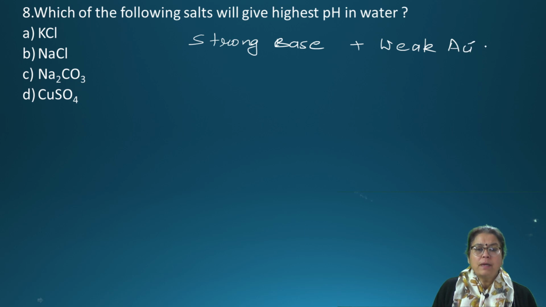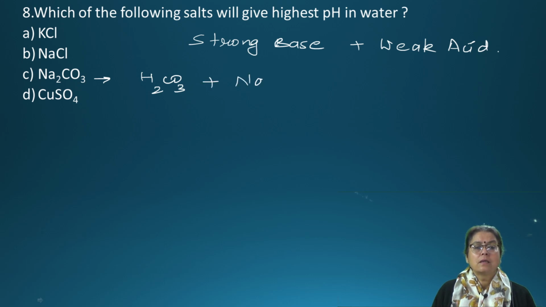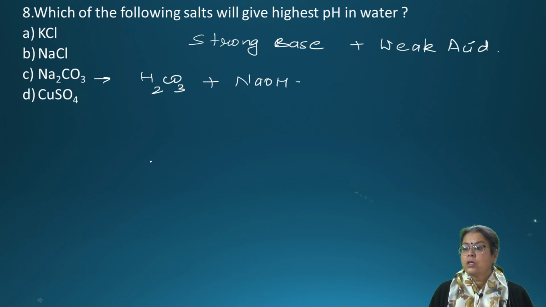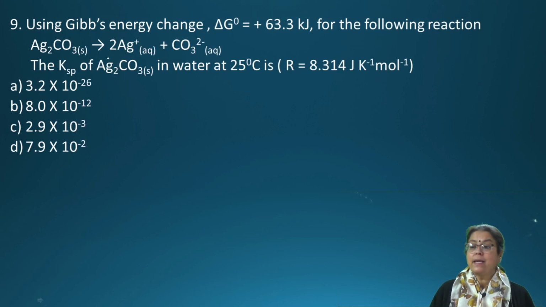मतलब it should be a basic salt. ठीक है, so यहाँ पे अगर आप देखते हो तो Na2CO3 that is formed from H2CO3 plus NaOH. So correct option यहाँ पे क्या आ जाएगा? C is going to be the correct option. Let's go on to question number 9.